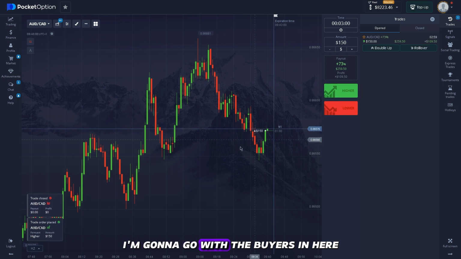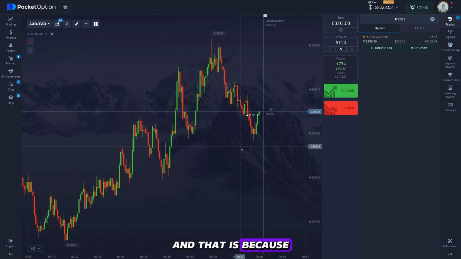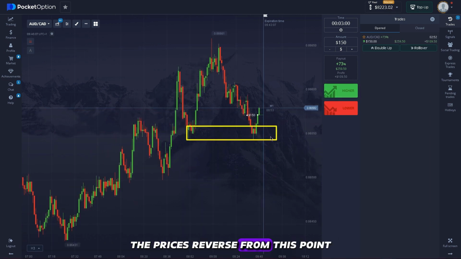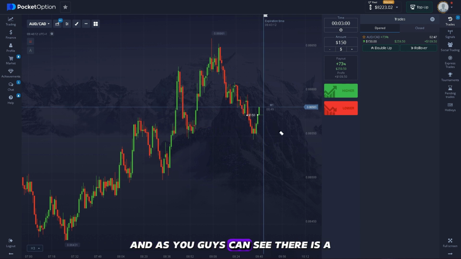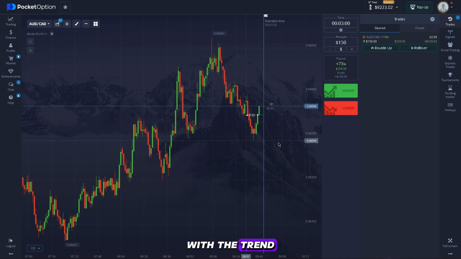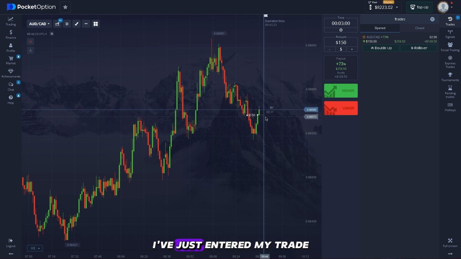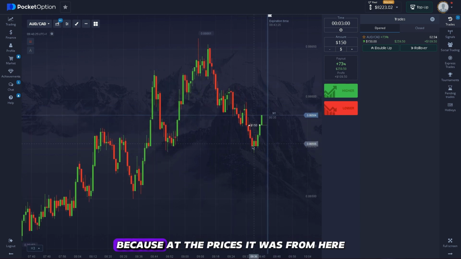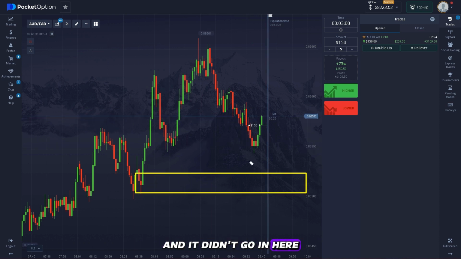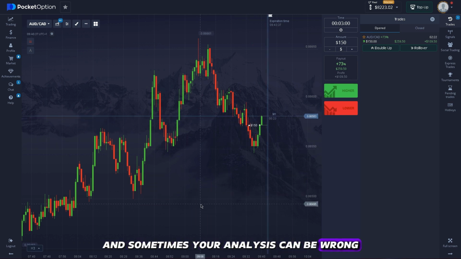I'm gonna go with the buyers in here, and that is because the price just reversed from this point, and as you guys can see, there are good momentum candles, and you always just want to trade with the trend. So as you guys can see, I've just entered my trade because the price just reversed from here and it didn't go in here. And sometimes your analysis can be wrong.